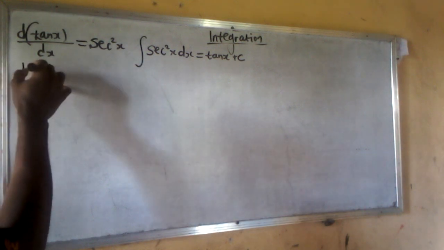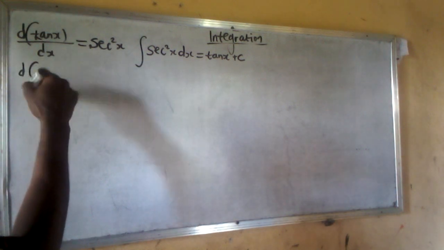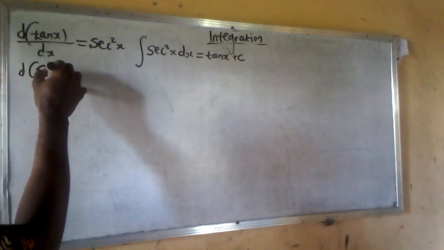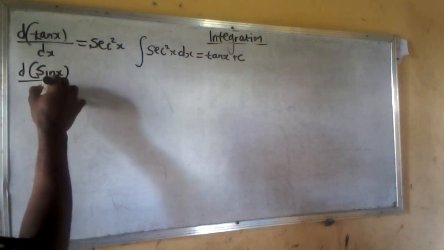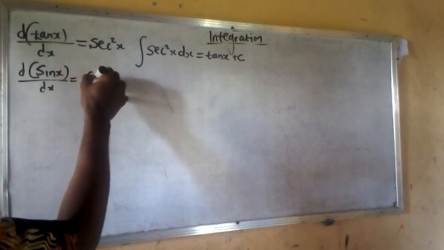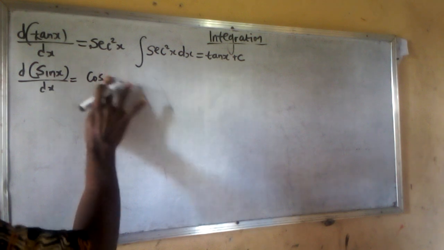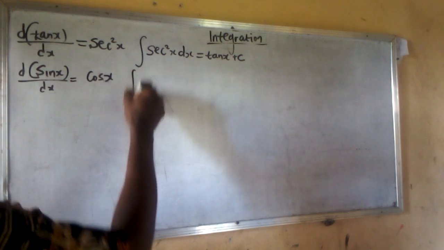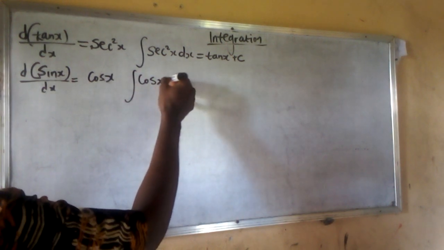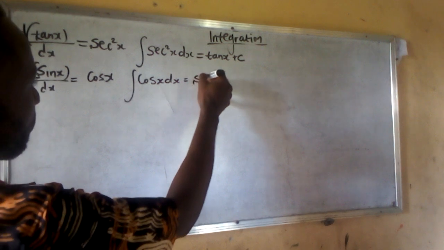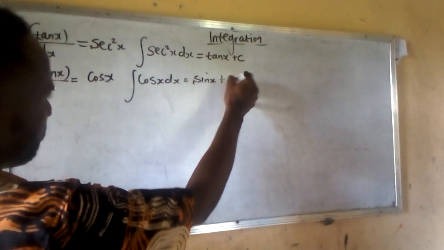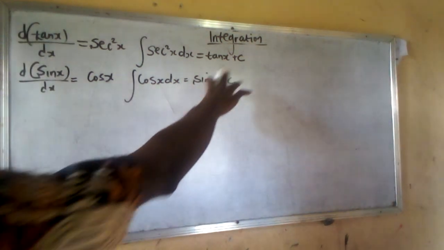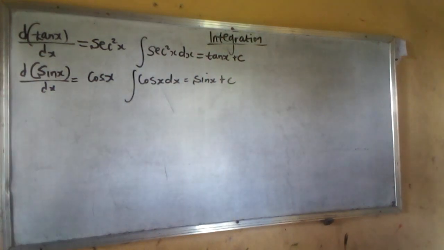Then the derivative of sine x with respect to x is equal to what? Is cos x. That means that the integral of cos x is equal to what? Is equal to sine x plus c. Remember to always add plus c. Without plus c, the answer is wrong.